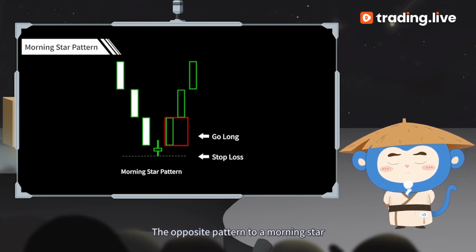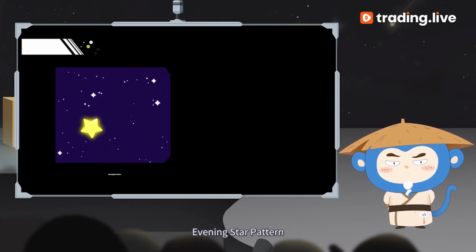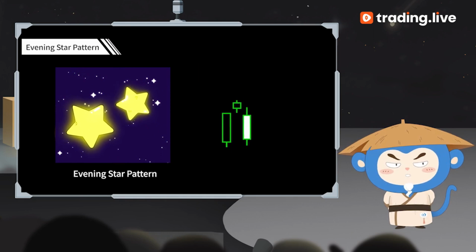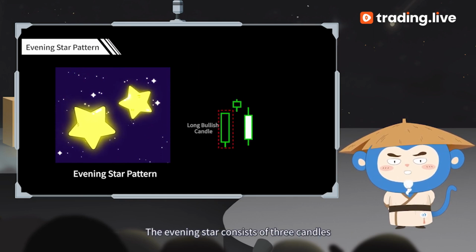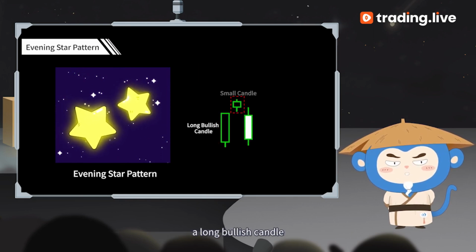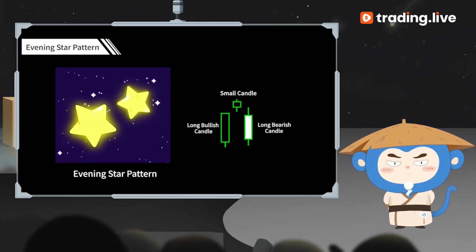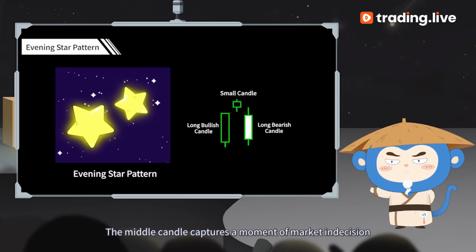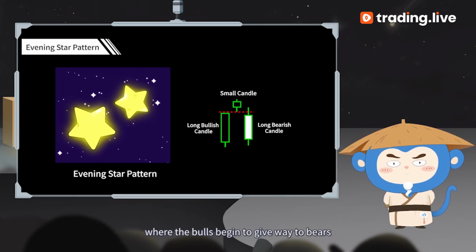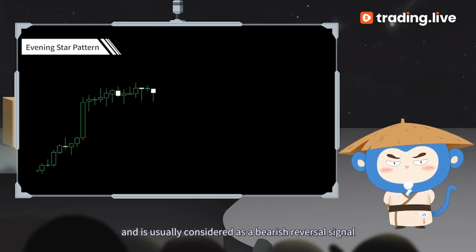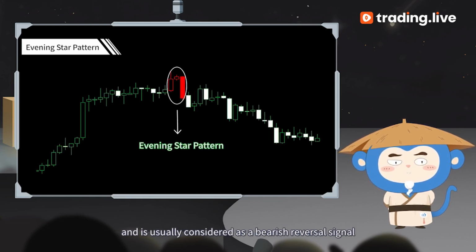The opposite pattern to a morning star is the evening star. Evening star pattern. The evening star consists of three candles: a long bullish candle, a small bullish or bearish candle, and a long bearish candle. The middle candle captures a moment of market indecision, where the bulls begin to give way to bears. It occurs at the top of an uptrend and is usually considered a bearish reversal signal.